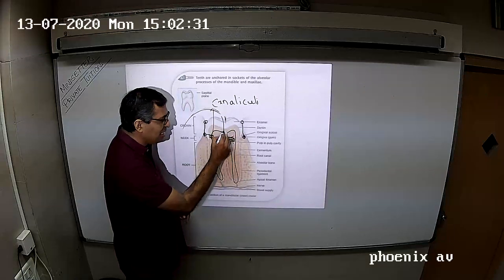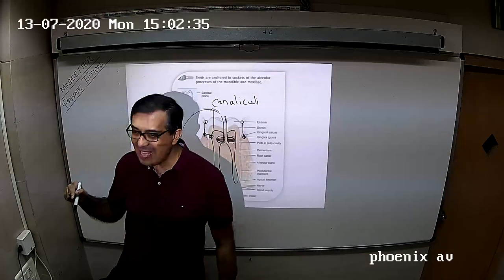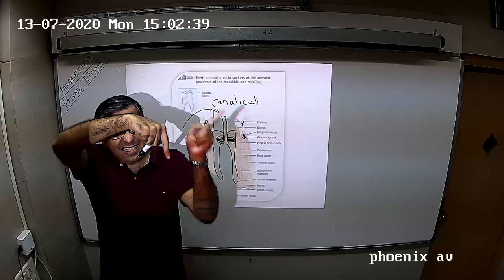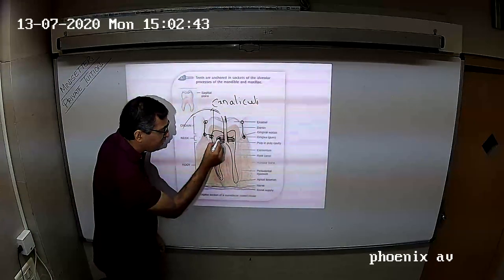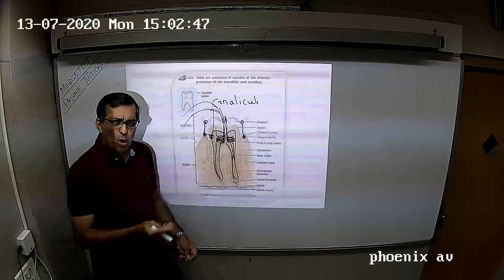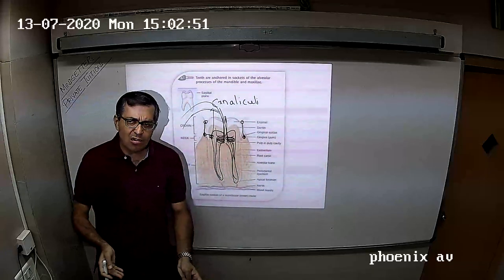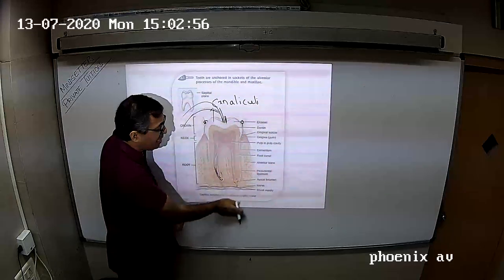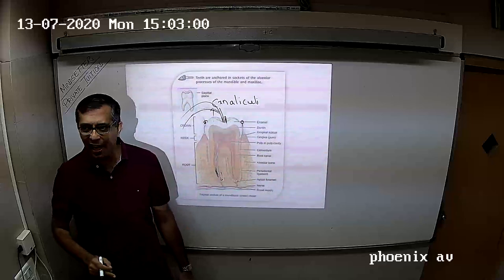Inside it, he puts a suction tube and he presses the accelerator. Suction tube ke andar suction chalu hota hai and all the contents of the pulp cavity are sucked outside. Sab kuch, pus, water, blood capillaries, nerves, everything is sucked outside. So your pulp cavity becomes completely empty. Pura pulp cavity khali ho jata hai.